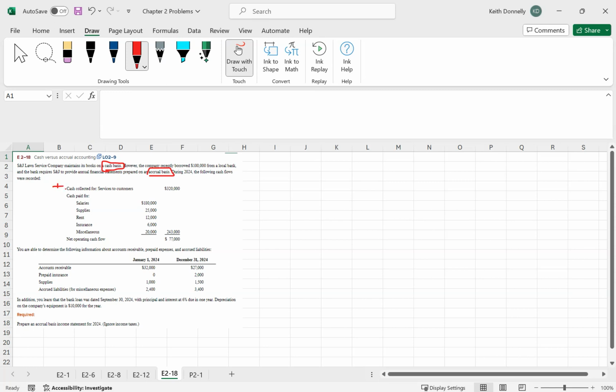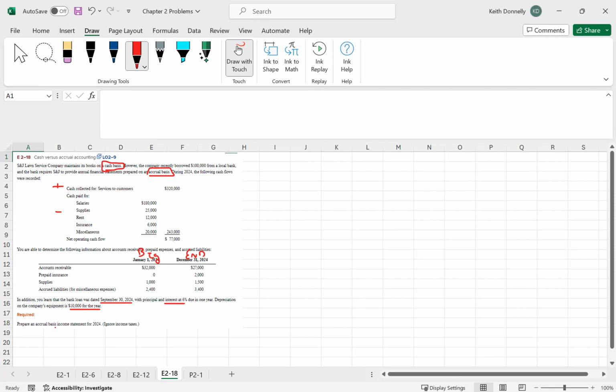So we had our inflows, we had our outflows of cash. You're now able to determine the following information for accounts receivable, prepaid expenses, and accrued liabilities. So we have our beginning balances, and we have our ending balances. And it says, in addition, you learned the bank loan was dated September 30th, 2024. There was interest at 6%. Depreciation is 10 grand. We want an accrual basis income statement.